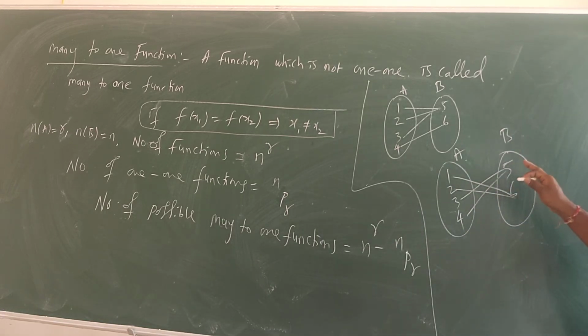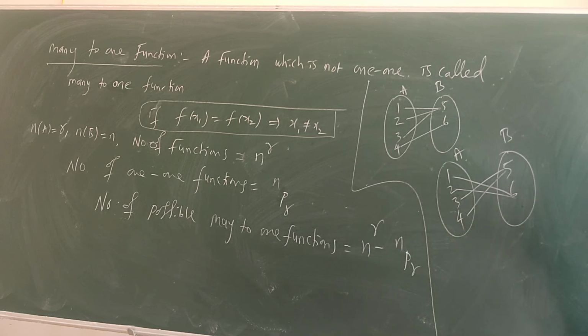Is this a many to 1 function? Many to 1. Now see, if even two of them have the same image, then it is many to 1. Understood? At least 2 of them has same, then it is many to 1 only.